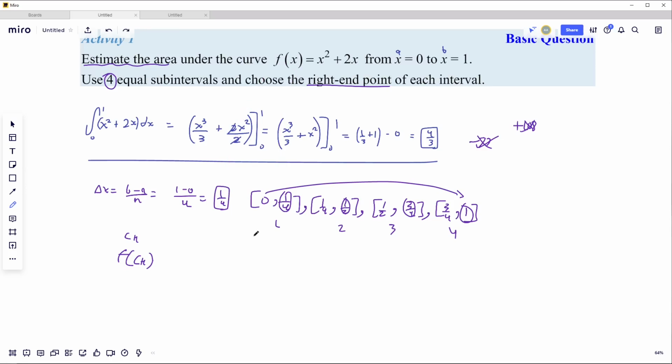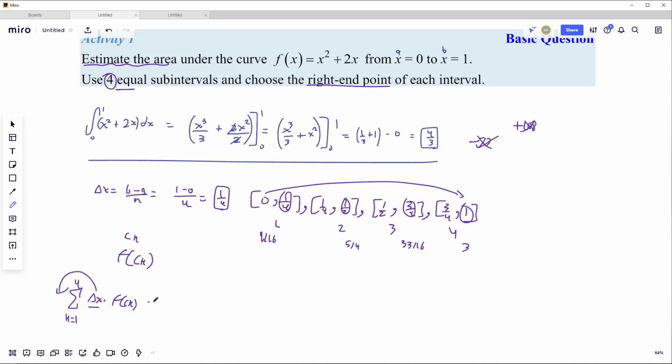I already found the values, so I'll just give them to you to save time. They are 9 over 16 for this one, 5 over 4, 33 over 16, and 3. These values you get from putting 1 over 4 here, a half here, 3 over 4, 1, and so on. So the rule says summation of, and we're going to use ck, so I'm going to say k. If they use i, I'm going to use i. So k is 1, we want 4 intervals, so this is 4, of delta x times f of ck. By the way, delta x is a constant, they're equal intervals, so you can take it out.